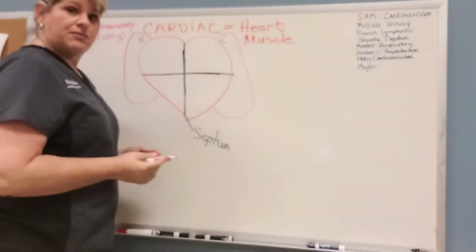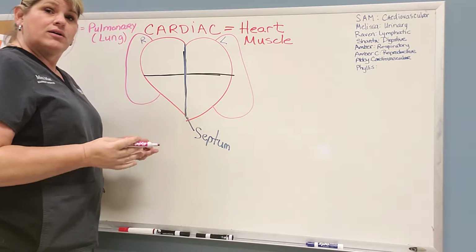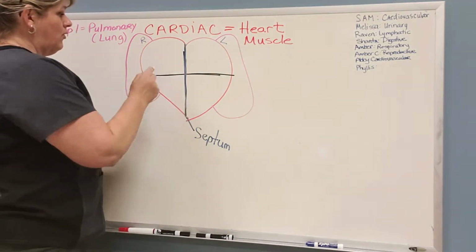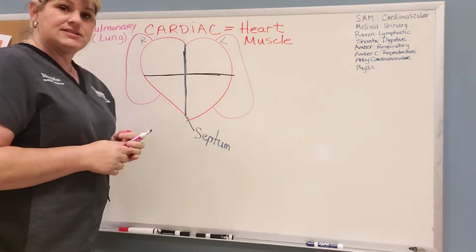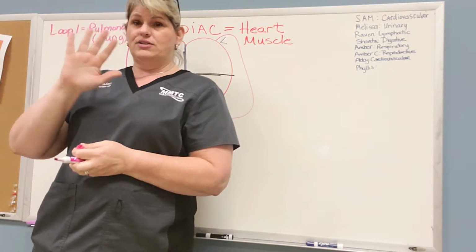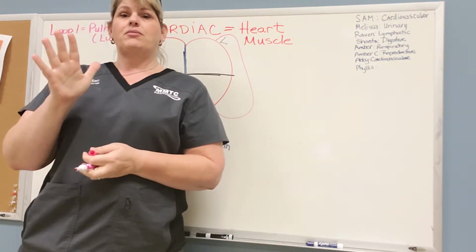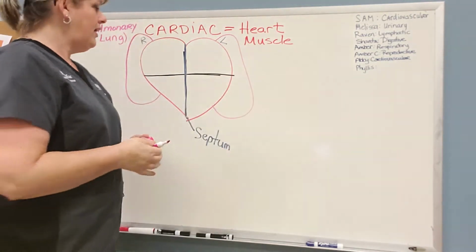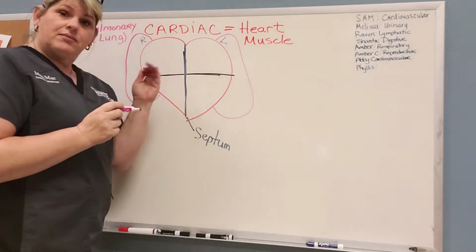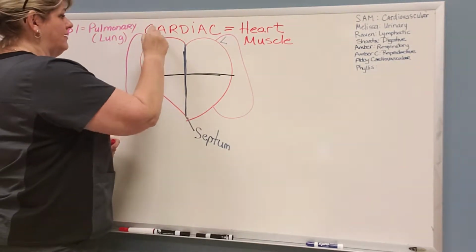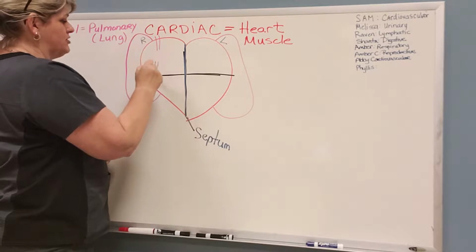So what brings the deoxygenated blood back for more oxygen? Well, we're always going to start on the right side. Remember, that's your right. So if you're right-handed, remember it's your dominant side. What brings the blood back in? Well, it comes from two places.